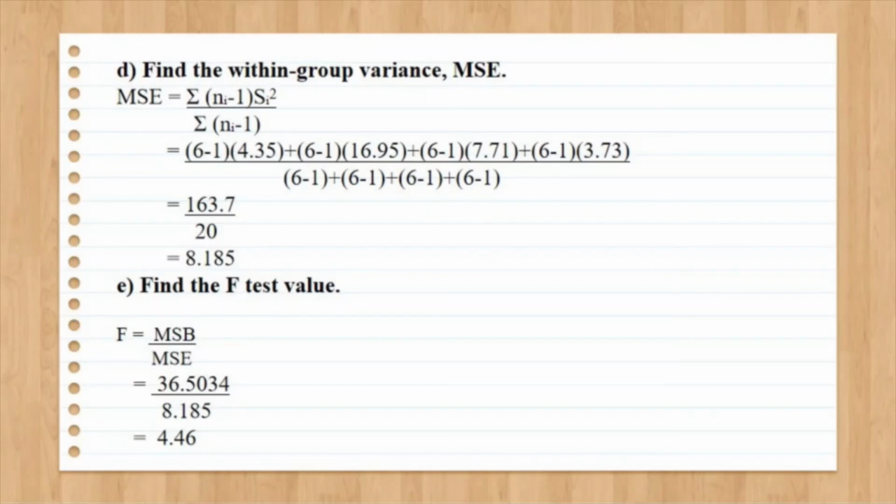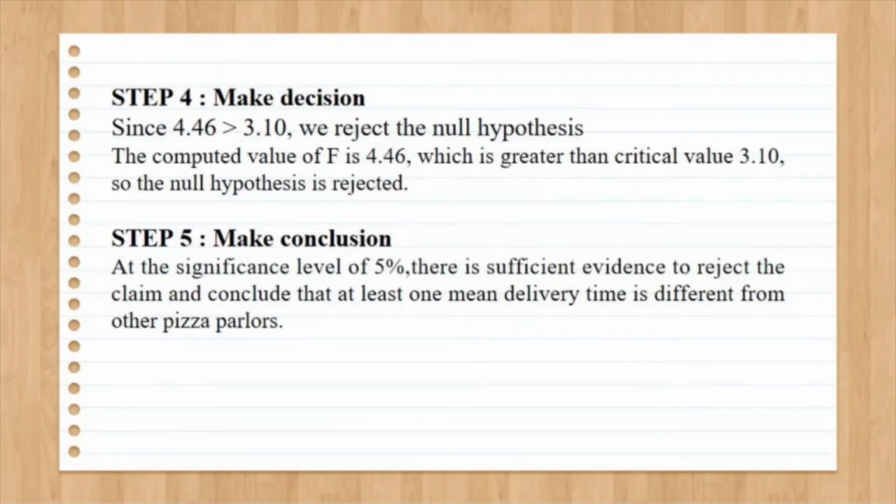And then E. Find the F-test value. The formula of finding the F-test value is MSB divided by MSE, which is 36.5034 divided by 8.185, and then we'll get F equals 4.46. Step 4. Make decision. Since the computed value of F is 4.46, which is greater than the critical value 3.10, we reject the null hypothesis.